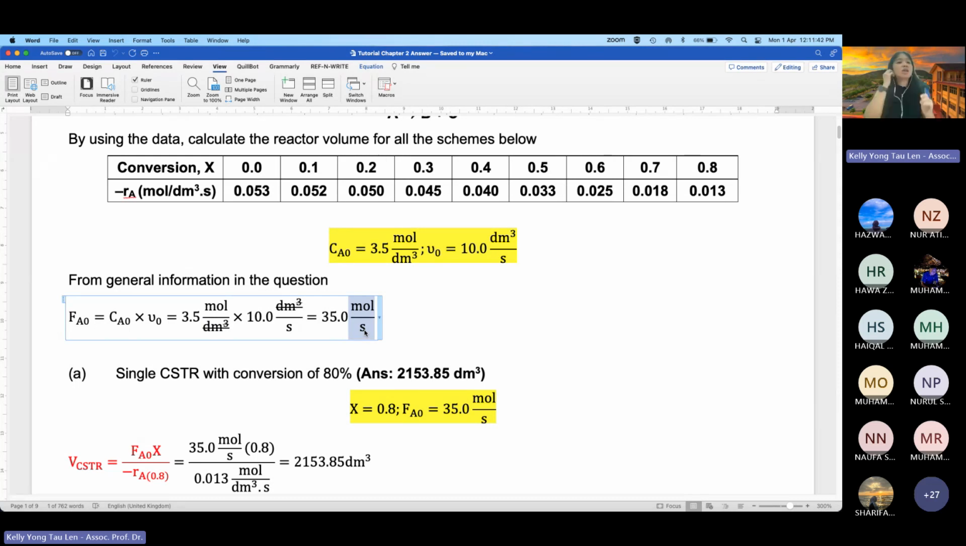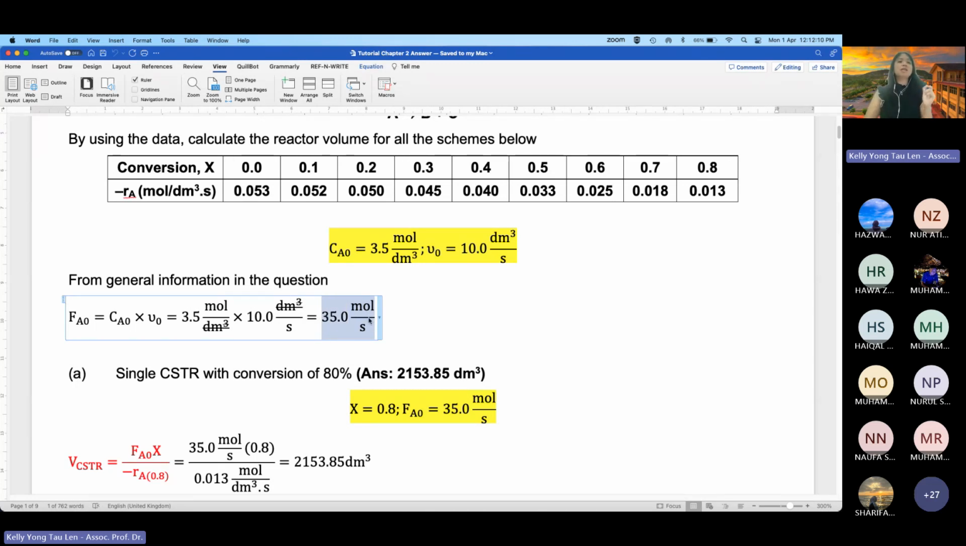What are you calculating? You're calculating FA naught, right? You're calculating the initial molar flow rate. So for initial molar flow rate, the unit will definitely be mole per time. So you get the correct unit, you get mole per second. So very likely your formula is correct. Okay, so FA naught is 35 mole per second.